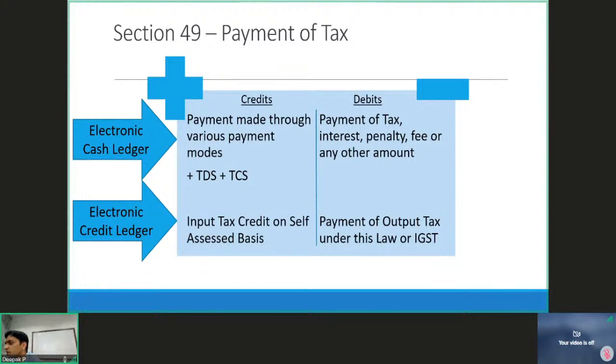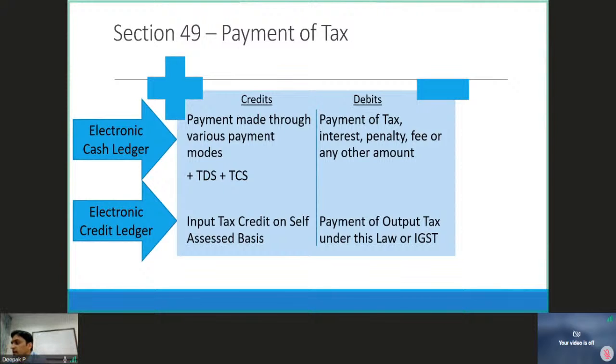Sir, could you please explain the difference between electronic credit ledger and electronic input tax credit ledger? Electronic credit ledger and electronic input tax credit ledger are one and the same. Instead of giving it a big name like electronic input tax credit ledger, the government has used a small term called electronic credit ledger. So both are the same. The term used in the law is electronic credit ledger itself.